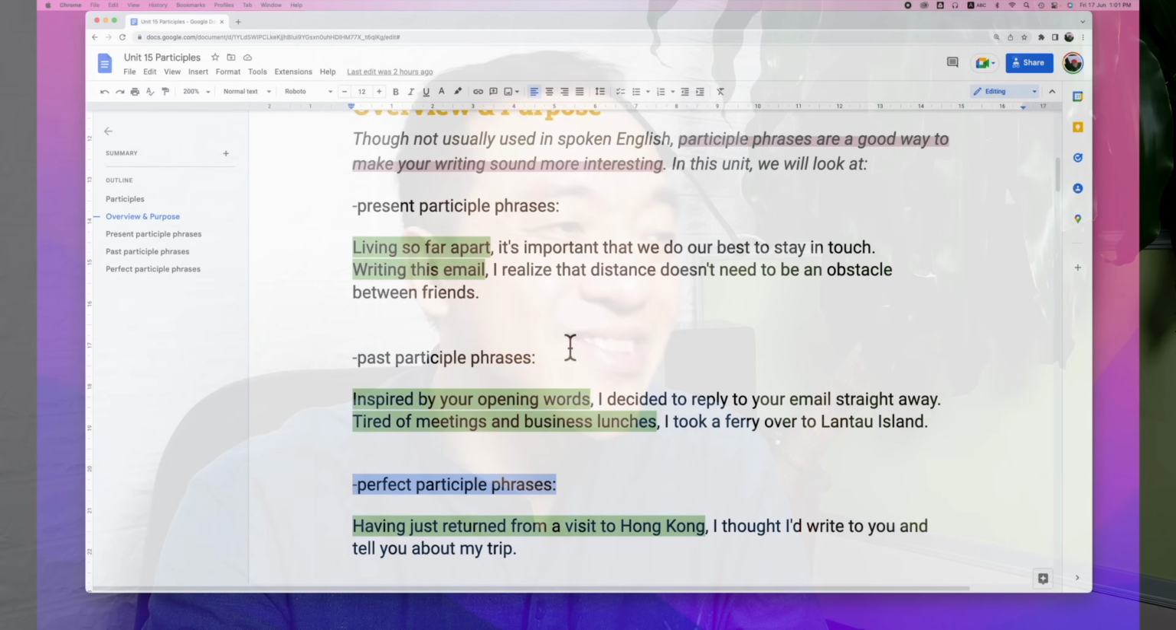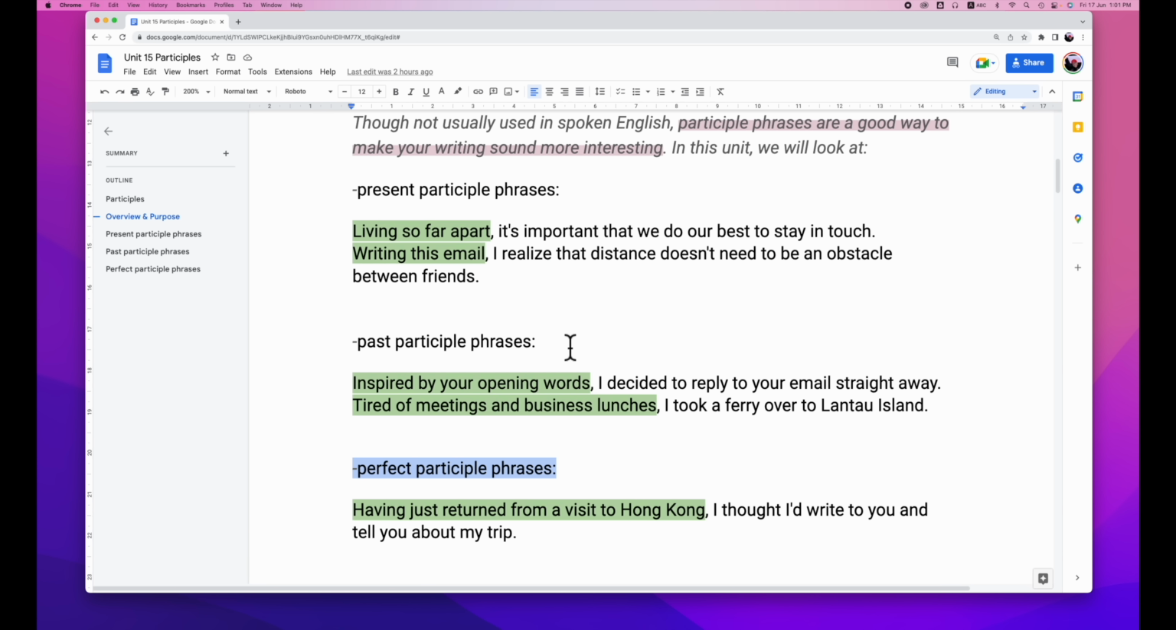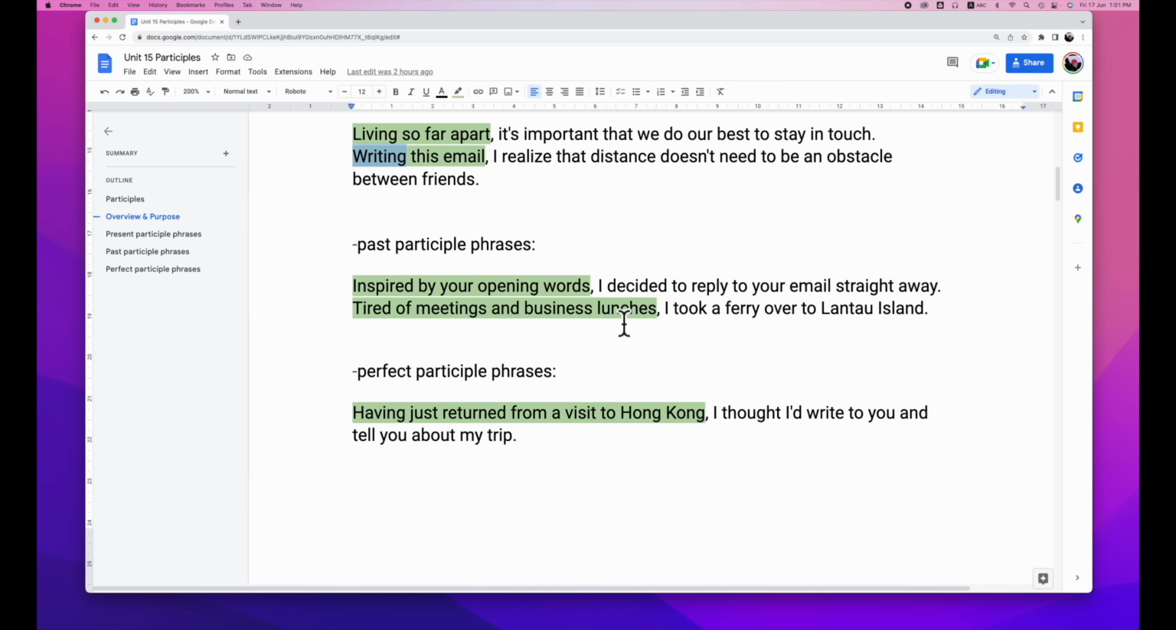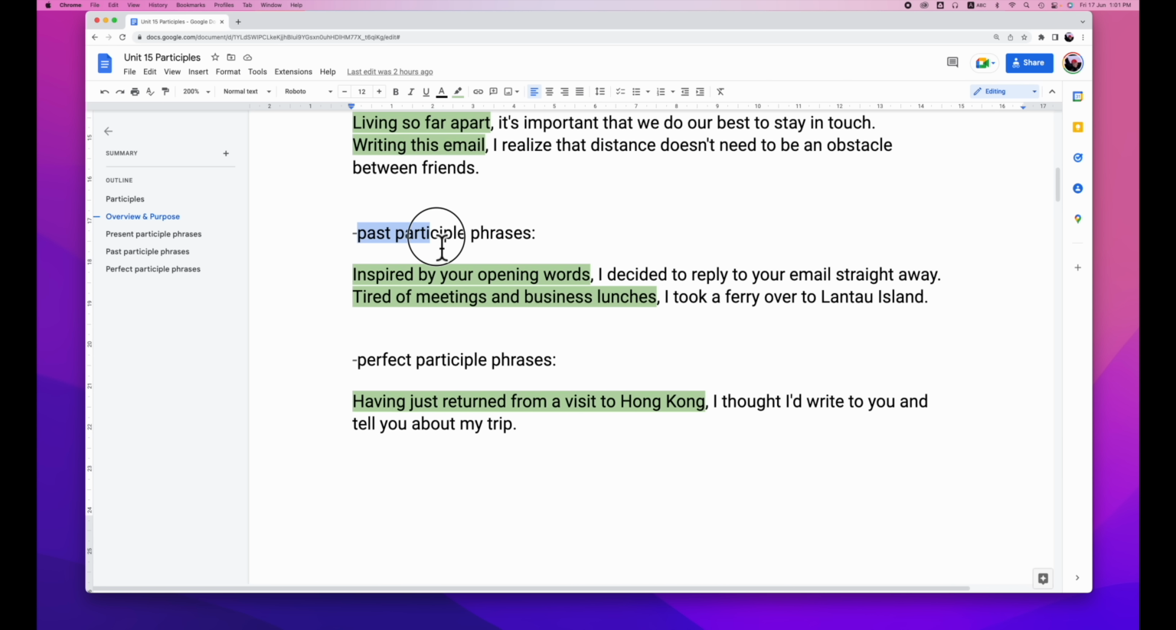Let's take a look. What are present participial phrases? For example, living so far apart, or writing this email. It's starting with ing, so it's a present participle. Then the second one is past participial phrases. Let's take a look. Past participial phrases start with a past participle.